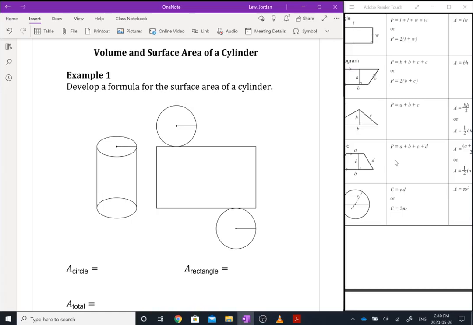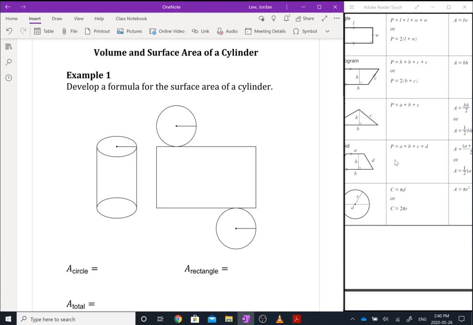In today's note, we're going to look at volume and surface area of a cylinder. So we're going to start off by trying to develop a formula for the surface area of a cylinder. Again, you could go right to the formula sheet and look for it, but we're just going to break down how we kind of come up with it.